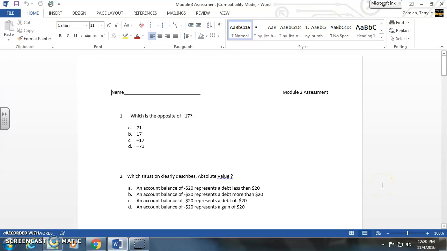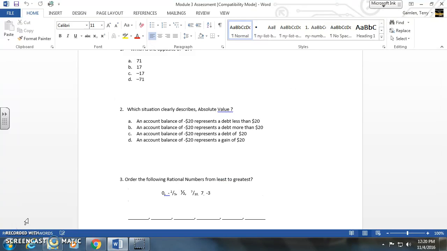Module 2 Assessment. Question 1. Which is the opposite of negative 17? Question 2. Which situation clearly describes absolute value?